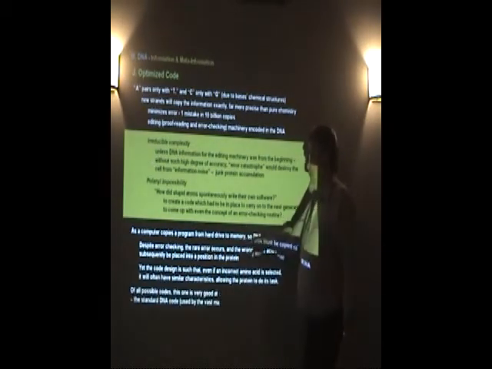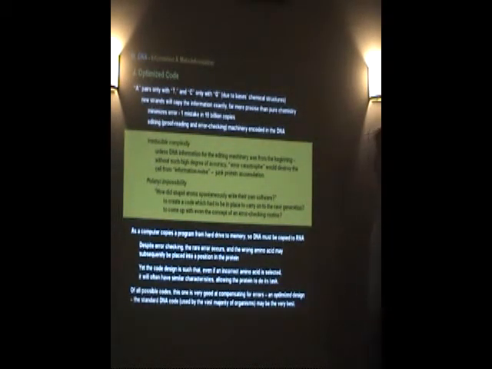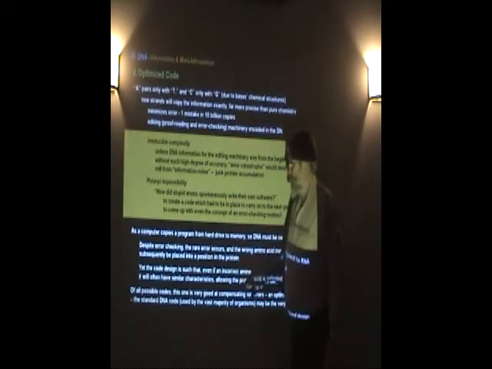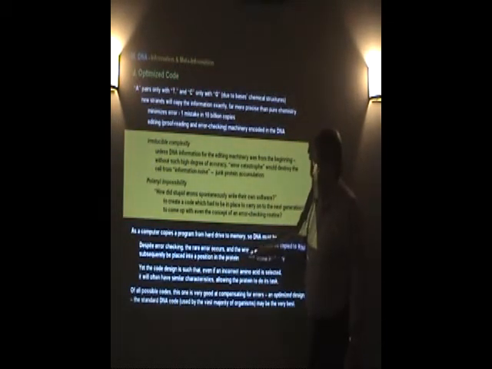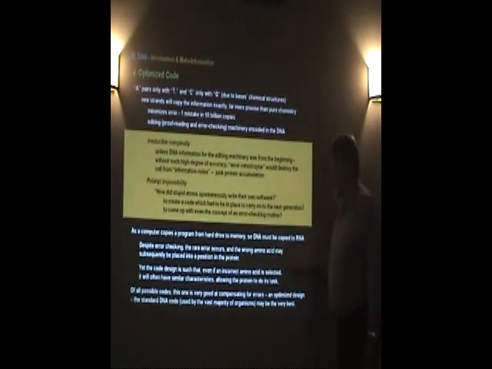As a computer copies a program from hard drive to memory, so DNA must be copied to RNA. Despite the error checking, a rare error occurs, and perhaps the wrong amino acid may be subsequently placed into a position in a protein. Yet the code design is such that even if an incorrect amino acid is selected, it will often have similar characteristics, allowing the protein to do its task. Of all possible codes, this one is very good at compensating for errors, an optimized design. The standard DNA code used by the vast majority of organisms may be the very best. According to researchers, they cannot come up with something better than this.